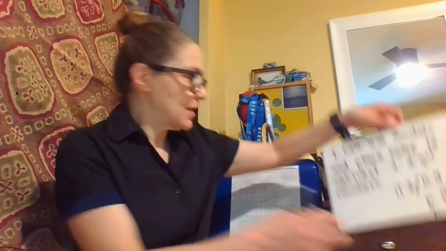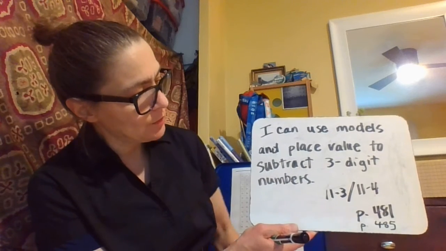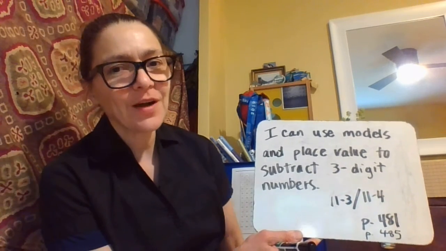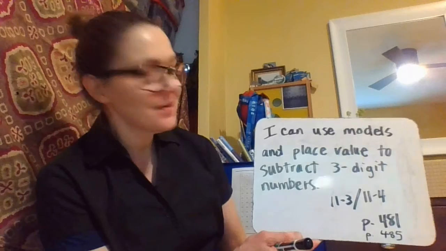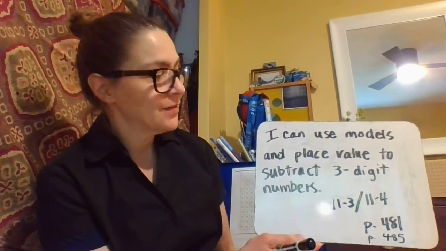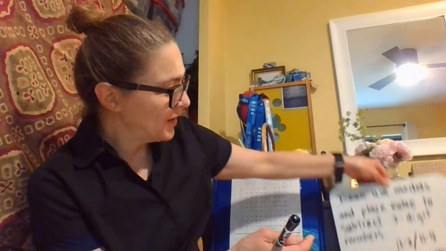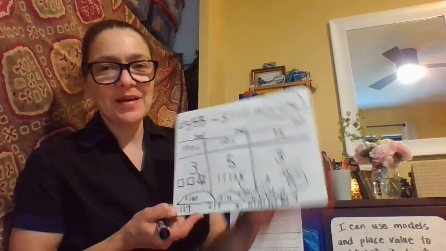All right, and that's it for today. Let's go ahead and read this again. I can use models and place value to subtract 3-digit numbers. And you got this. At this point in time in the school year, this is going to be quick and fun. This is actually one of my funnest lessons to teach. Fun with the regrouping and the exchanges and the open number lines.